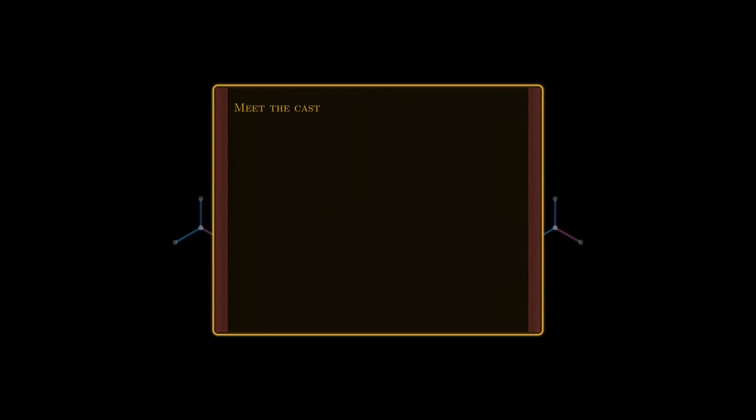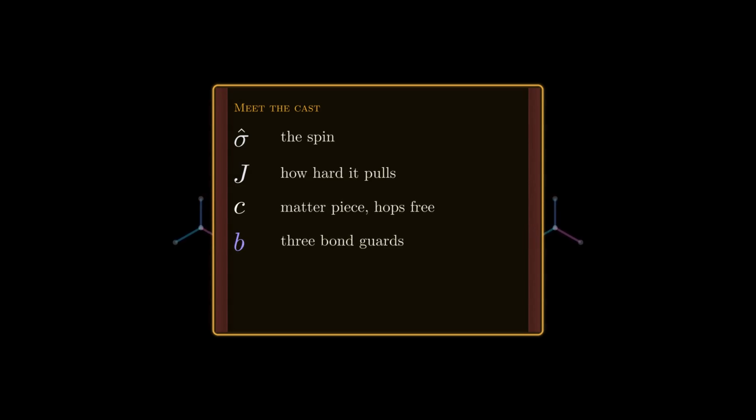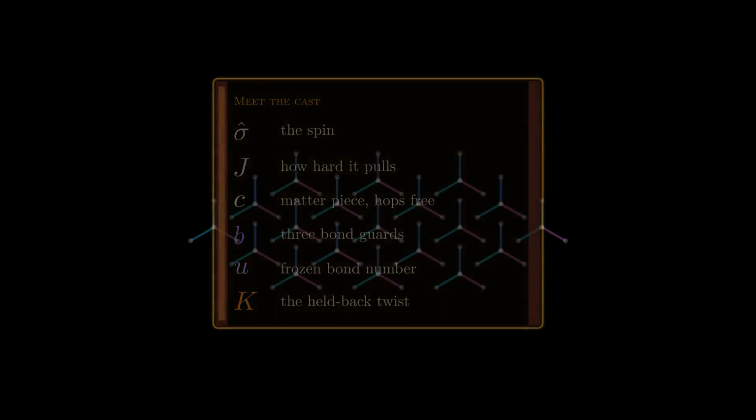Before we take this apart, get these few pieces into your head, because we follow every one to the end: a spin and the strength it is pulled with. The piece we're about to split it into, a little central one we follow everywhere. Its three partners, one guarding each colored bond, the single number those partners lock into, and saved for the end, one extra twist we switch on later.